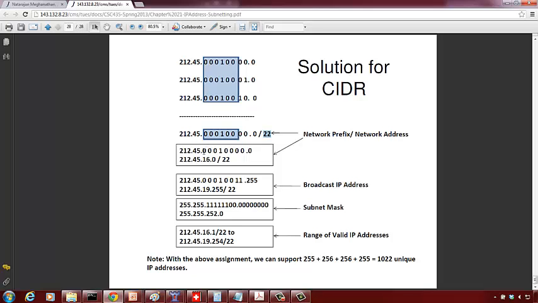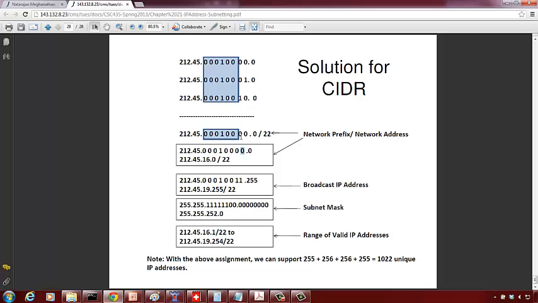Okay, so 212.45 up to this point is common, and then you have these 10 bits for the host part. So this is 16, right? 0000100, and then you have all the 10 bits 0. So again, these two zeros put together with these 8 bits, these 8 bits evaluate to 0 0 0 0 1 0 0 0. So these 8 bits evaluate to 16, and then you have 212.45.0/22.